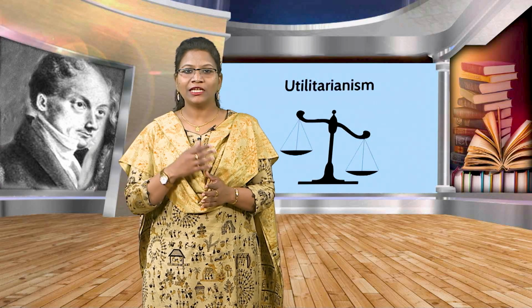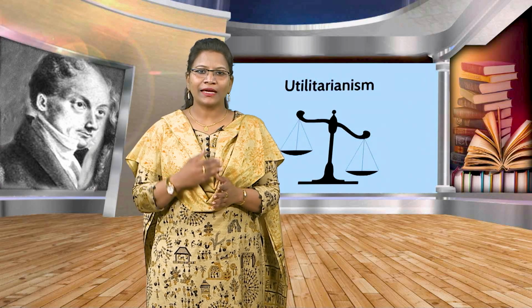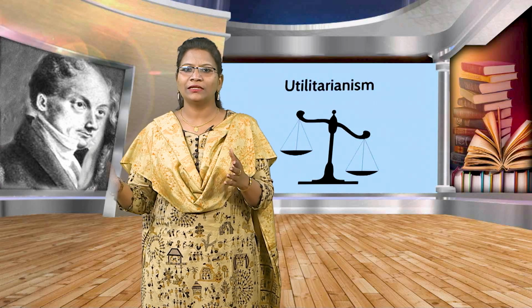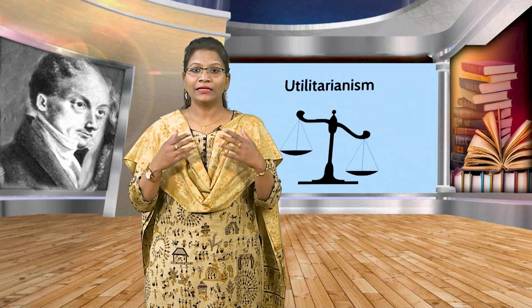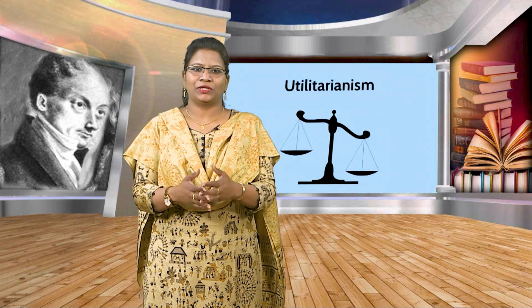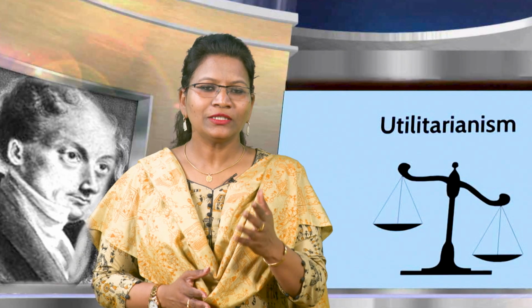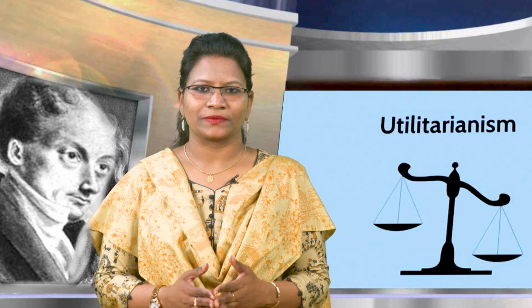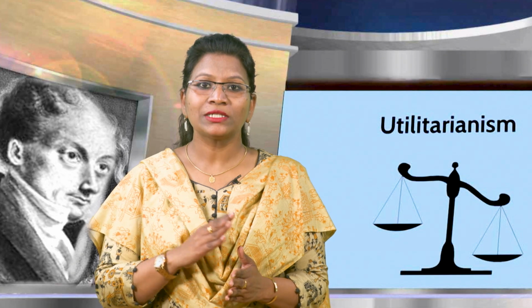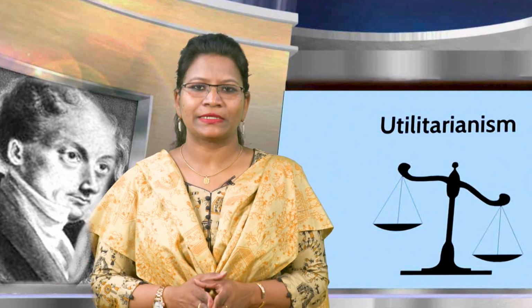However, James Mill believed that designing proper political institutions can greatly mitigate this threat. He believed that representatives could be held accountable to a great extent by having short terms in office for them, and therefore frequent elections. This would keep them on their toes and make them not take their positions for granted.